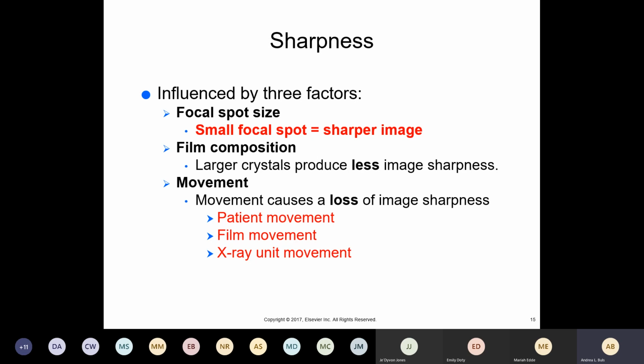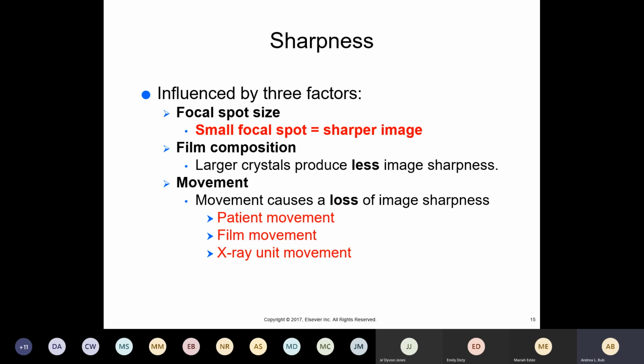Film composition, again, is the size of our crystals. So the bigger the crystal, the faster the film, but the lower the sharpness or resolution. In digital, it's going to be the number of pixels. So the more pixels we have, the sharper the image.